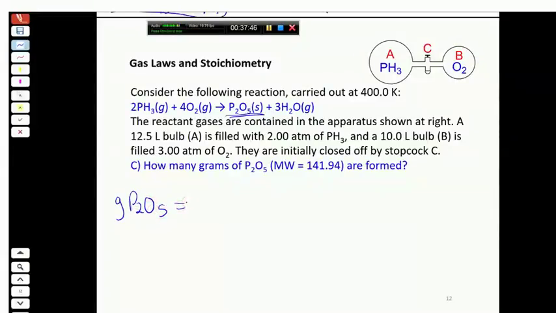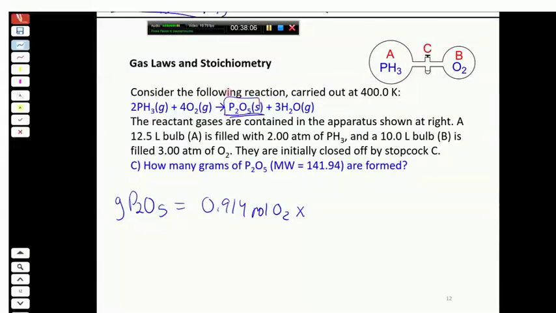And so we start with moles of limiting reactant. We found that oxygen was a limiting reactant and that there's 0.914 moles of O2. That's our limiting reactant. And then we want to figure out how much of the P2O5, the diphosphorus pentoxide, is formed.